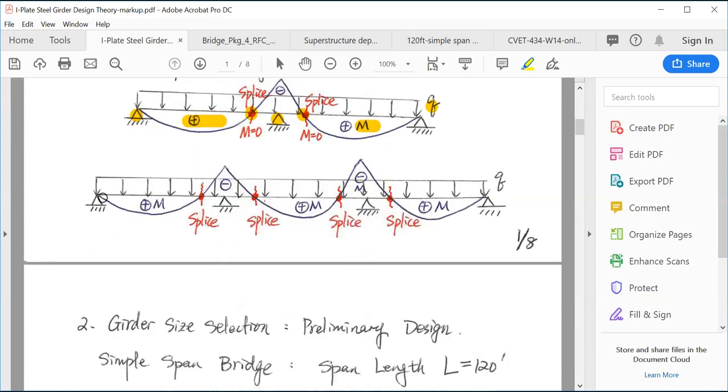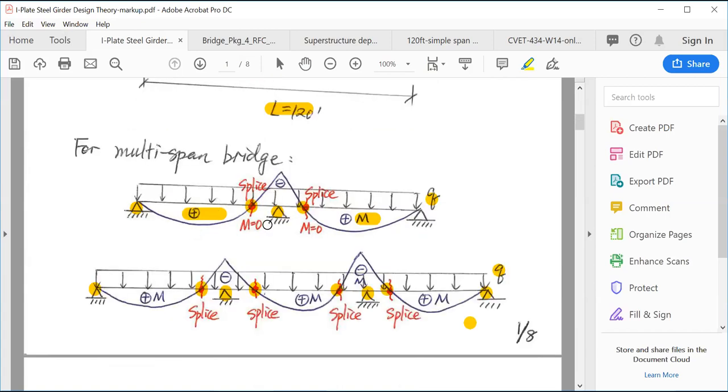Similarly, for the 3-span bridge, we put the support, which is abutment and pier location there, and then apply a uniform load, and then take a look at the moment diagram. And again, we will have those moment equals to 0 locations based on the uniform load, and based on those locations combined with maximum shipping length, we can determine the ideal splice location.